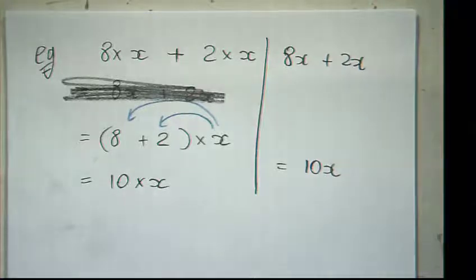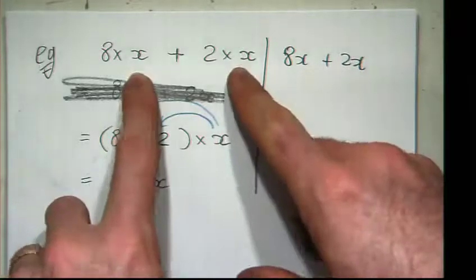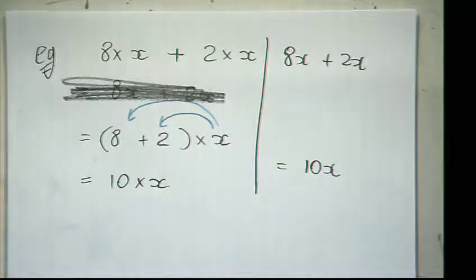That's one of the reasons to write it without the times signs, because if you think about it, 8 x's plus 2 x's is 10 x's. That's how they actually say it in their head. But what's really going on is we're working backwards on the rules that we know about how numbers work.